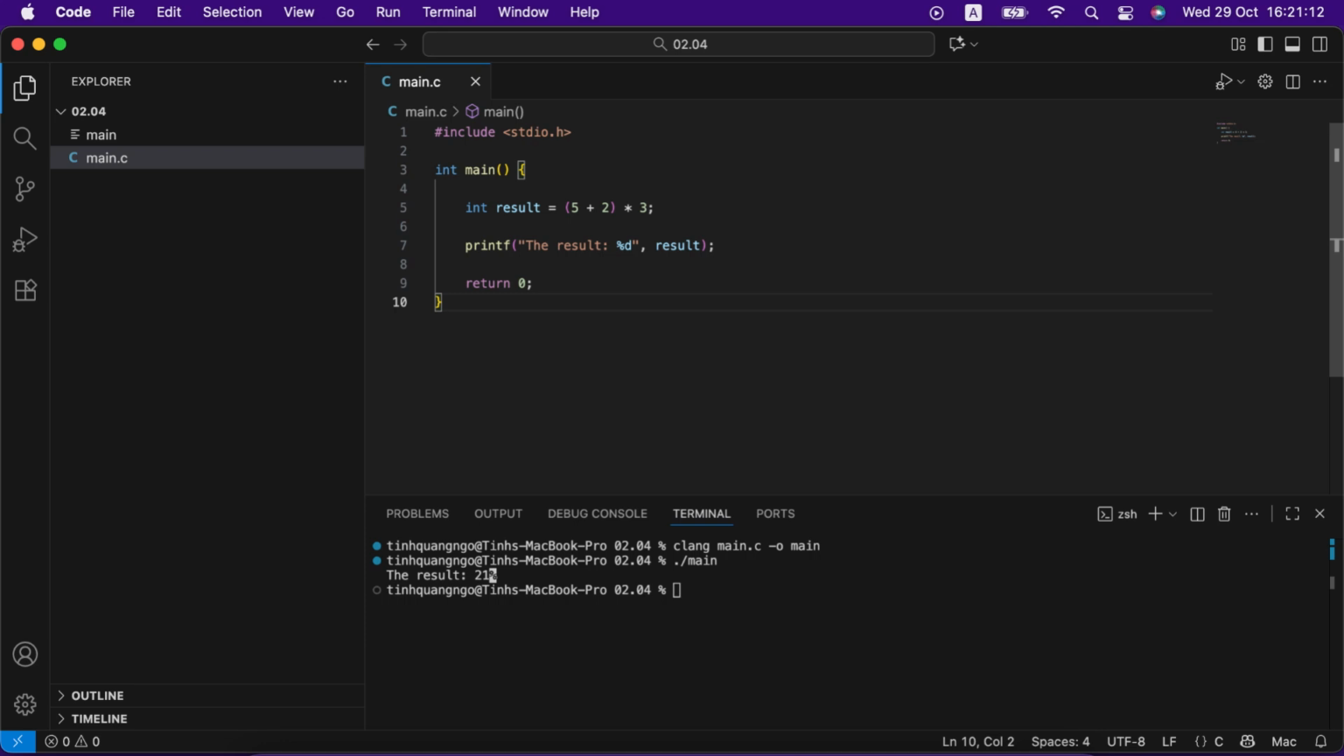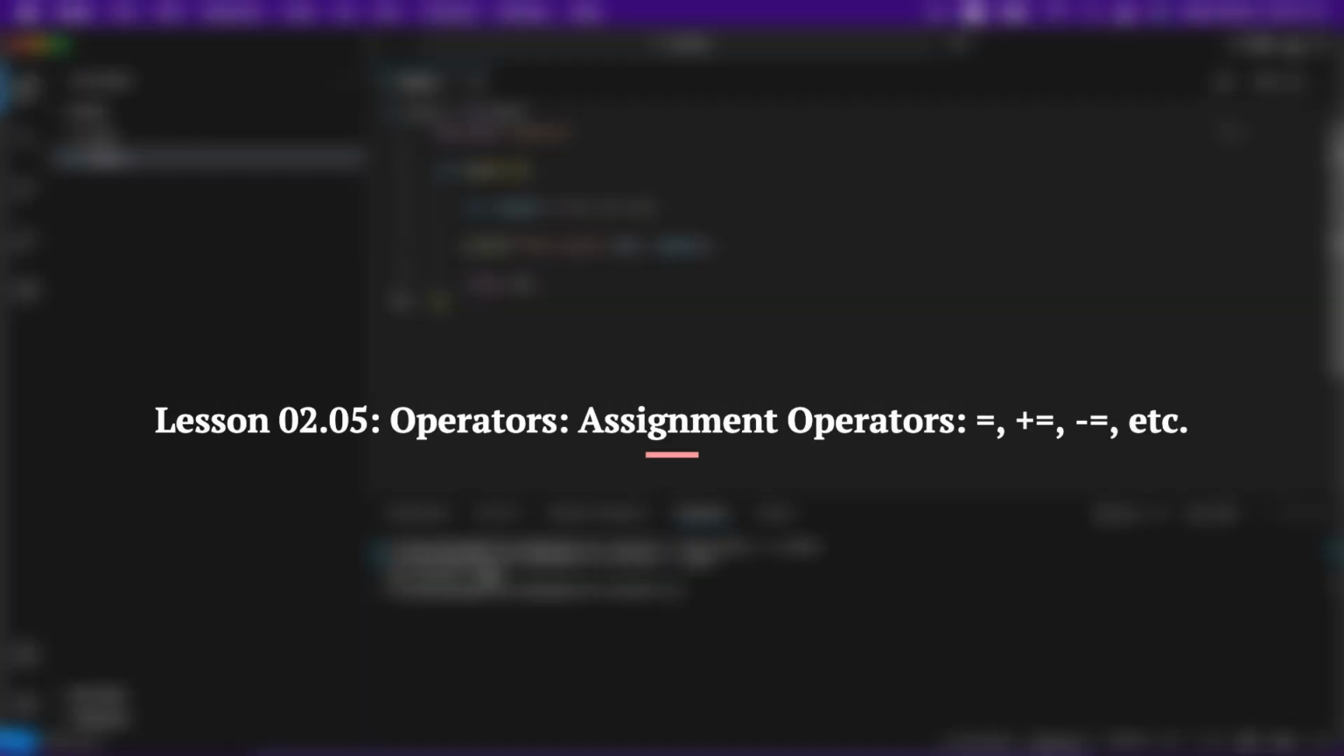The single equal sign is actually an operator itself, and it has a whole family of related operators. Click on the next video to watch Lesson 2.05. Operators. Assignment operators. Equals, plus equals, minus equals, etc.